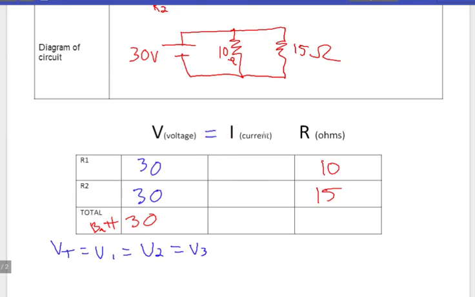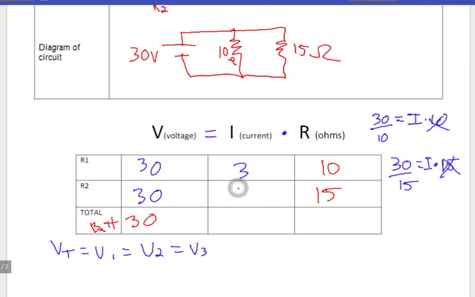We know voltage is equal to current times resistance. So if I solve for my first current through resistor 1, I get 30 equals I times 10. I solve for I by dividing by 10, and I find out that the current through my first resistor should be 3 amps. I do the same thing for my second resistor. 30 equals I times, this time R is 15. Divide both sides by 15, and I find out that the current through my second resistor is 2.